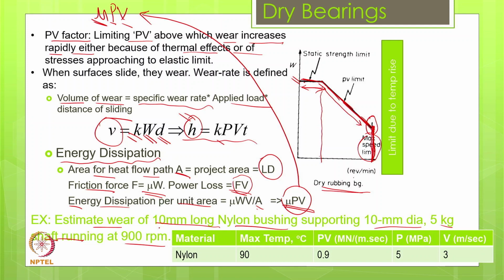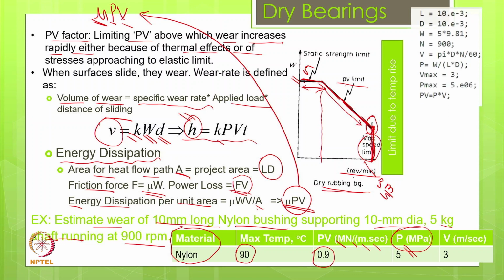Now, the material for this solid is given as nylon, because nylon acts as a solid lubricant. The maximum temperature it can operate up to is 90 degrees. The PV limit, as I mentioned, P into V, is given as 0.09 mega Newton per meter per second. The maximum pressure is given as 5 megapascal. Velocity is given as 3, instead of rotation we say 3 meter per second. So this has been given as a limit.